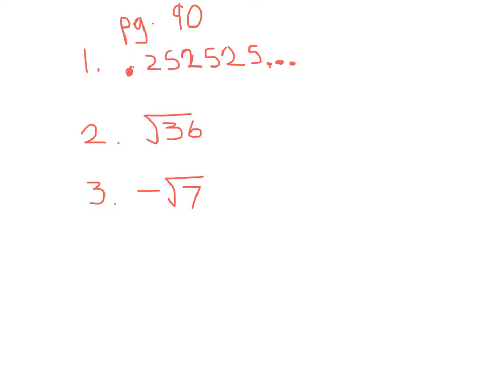For number 1, we have 0.252525 repeating. Now for it to be a rational number, remember that if it's a decimal, then it repeats or ends. This decimal is repeating. Each 25 repeats, so we would say that this number is rational. And it is not an integer, whole number, or natural number, so we would just leave it as being in the set of rational numbers.